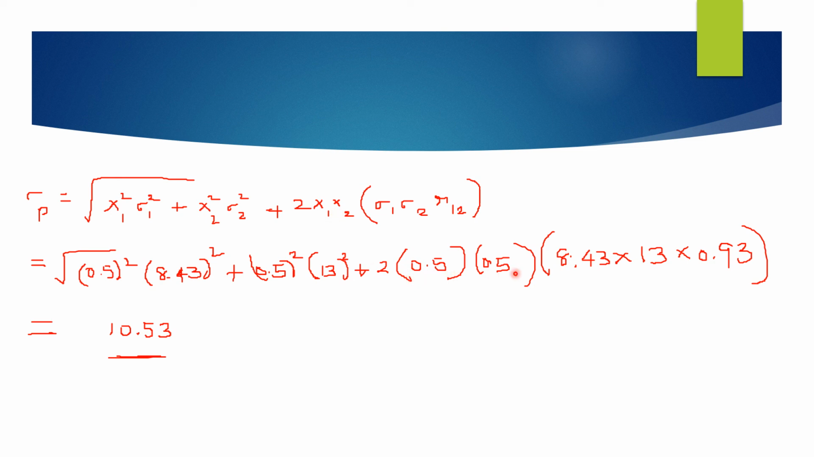Plus 0.5 the whole square into 13 whole square plus 2 into the funds, that is 50% and 50%, then standard deviation 1, standard deviation 2, into the R value we found in the previous slide, which is 0.93. By substituting all the values and doing the calculations, we get the value as 10.53. So expected risk is 10.53.